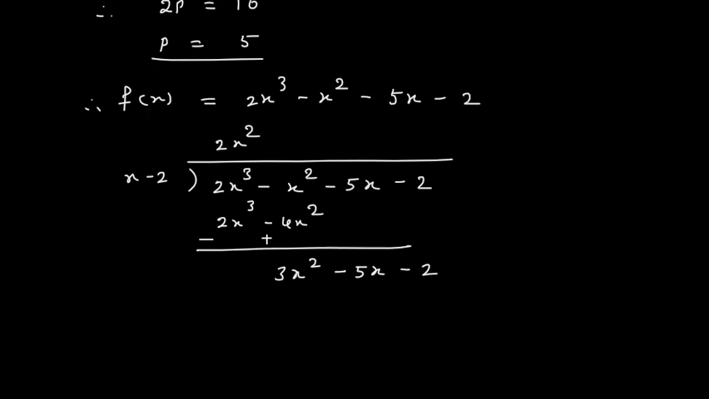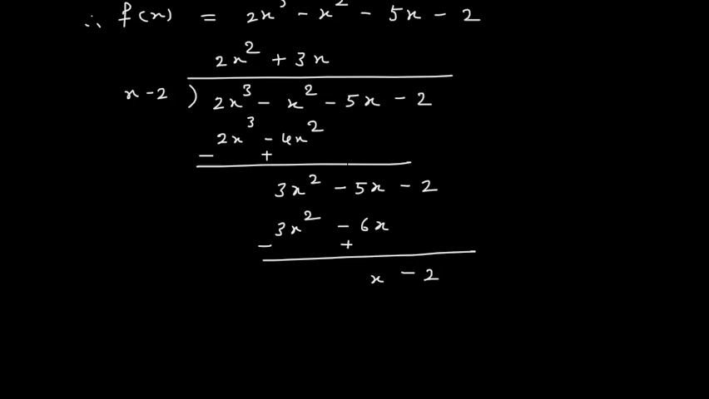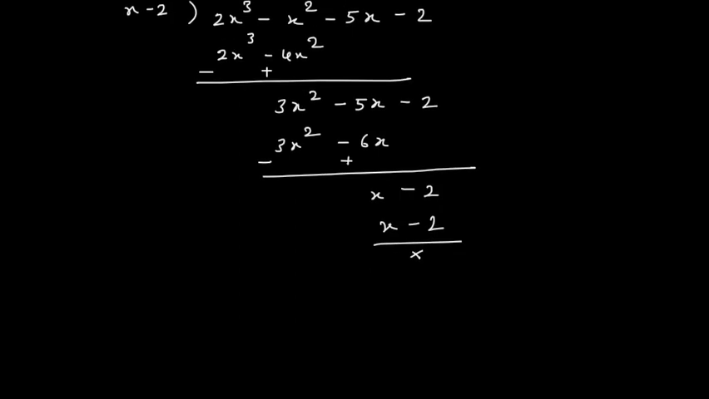Now here I have 3x square, here x. When we divide, we get plus 3x here. 3x into x gives 3x square. Then 3x into 2 is 6x. Again I will subtract. Minus 5 plus 6, I will get x. So this is x minus 2, and here also it is x minus 2 only. So here I will write plus 1. So here I get x minus 2, and therefore it is completely divided.